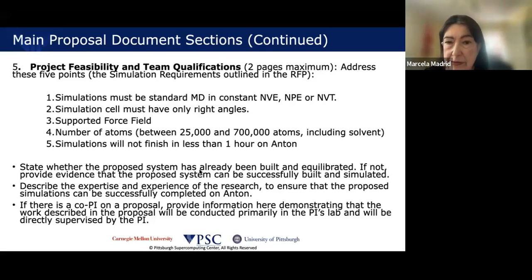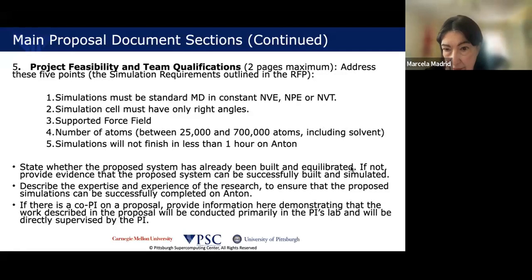It is important to have the system already built and equilibrated by the time the allocation starts, so that you can take advantage of the 1 year during which you can run on Anton 2. So state in the proposal whether the system has already been built and equilibrated. By equilibrated, we mean running several nanoseconds on another supercomputer using standard software such as NAMD, Amber, GROMACS, Desmond. And then we will provide the tools to convert that trajectory to the Anton trajectory.